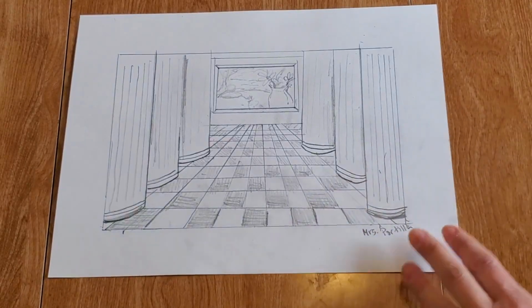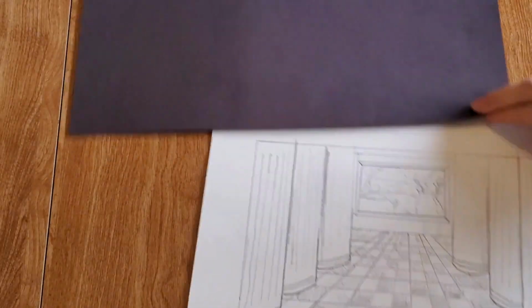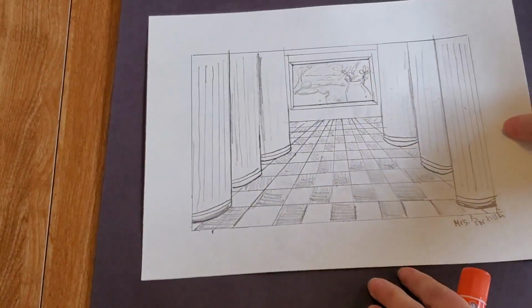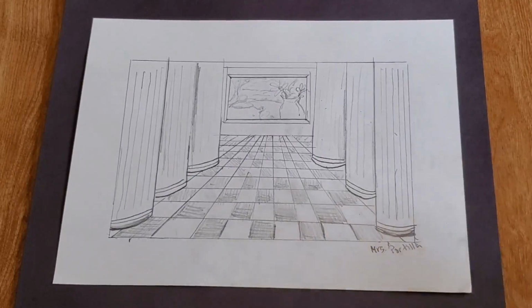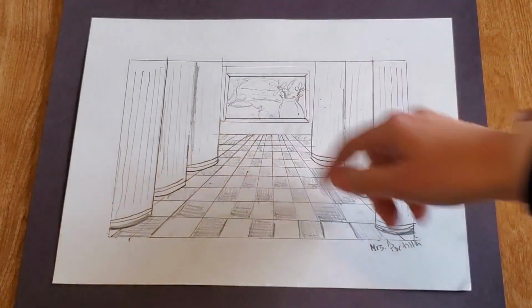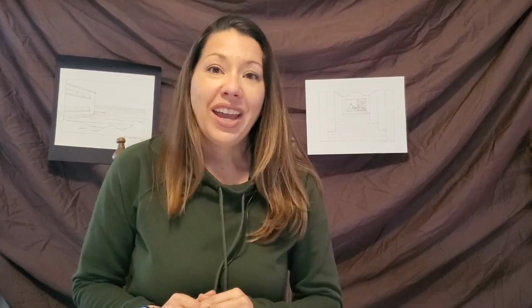Grab your glue stick and your black paper, and you're gonna glue your paper onto the black for a nice border. So great job with your perspective drawing using your vanishing point. All right, great job everyone. I hope you came out with a drawing that you really like.